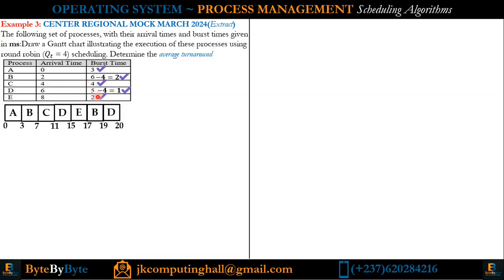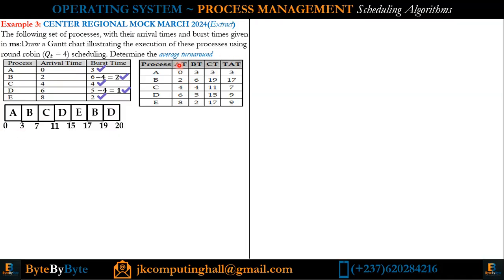If it was that D here was, for example, 9, 9 minus 4 will give us 5. Then D will consume 5 again before we come back and consume the remaining 1. So we verify if everything is okay. 8 plus 6 is 9, plus 4 is 13, plus 5 is 18, plus 2 is 20, which is the same thing as the difference between the last value and the first value. So our Gantt chart is okay.